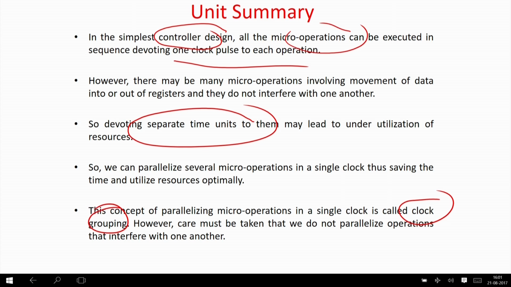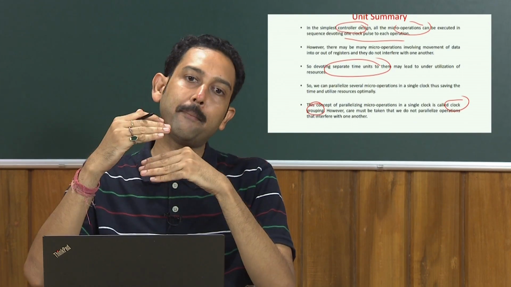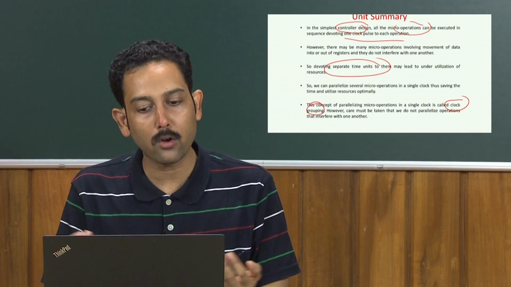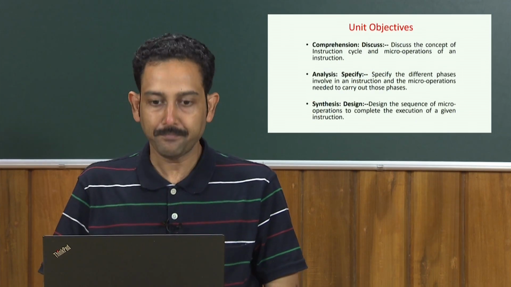We will also see that, given a macro instruction made of micro instructions, and assuming each micro instruction takes one unit of time, if there are non-dependent micro instructions we will try to put them in one time unit. We will see the minimum number of time units required to execute a macro instruction, which is called clock grouping, and it optimizes on time.